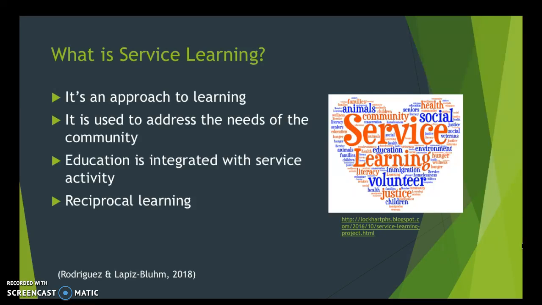Service learning can also be thought of as reciprocal learning, so it benefits the person providing the service and also the recipient. So like I said in my example, a nursing student is benefiting from being able to practice the skills that they've learned in the classroom, and then the recipient is able to have that access to healthcare and be able to have a medical assessment done on them.